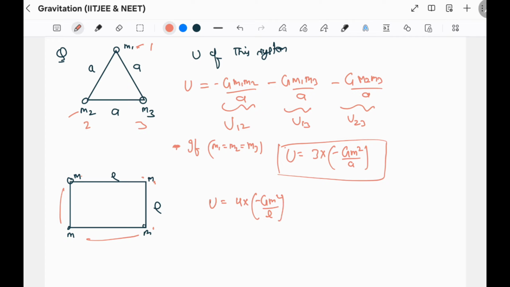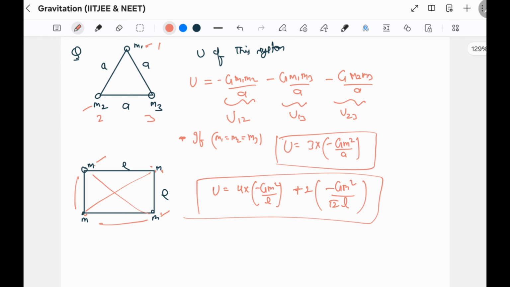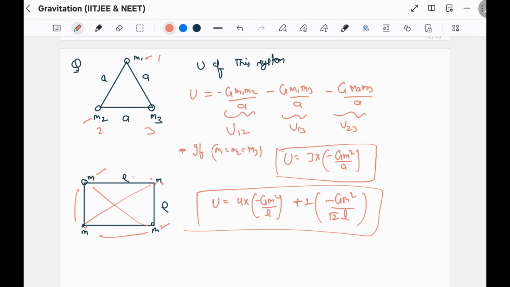Plus, now between this and this there will also be gravitational potential energy. Between this and this, it will be 2 times, so plus 2 times minus G m square by the distance along the diagonal. Diagonal will be root 2 l, where l is given. So this will be the potential energy of this system. I hope you got how to find potential energy. For each combination you have to find it.